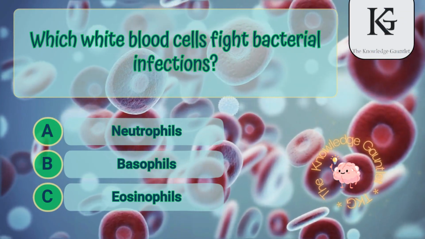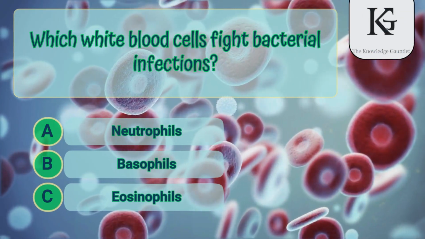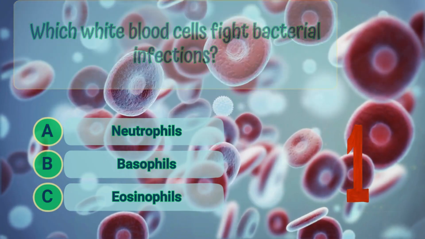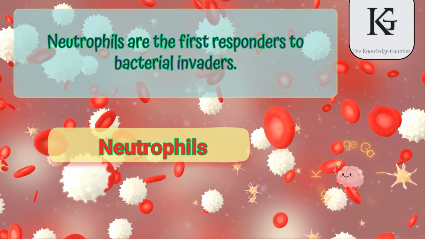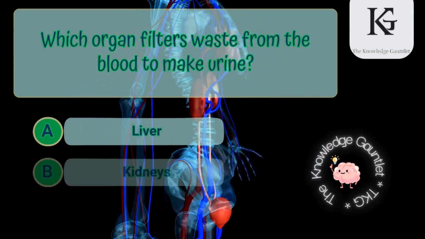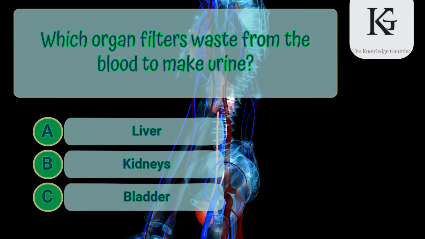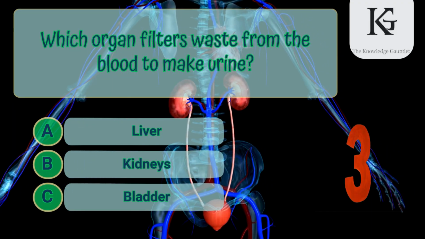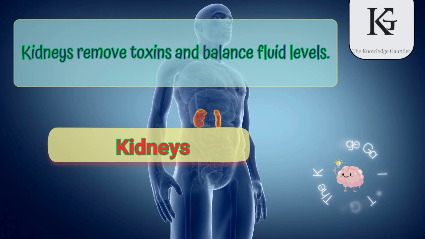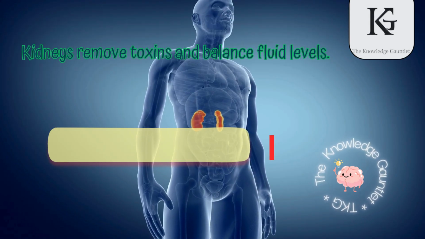Which white blood cells fight bacterial infections? Answer, neutrophils are the first responders to bacterial invaders. Which organ filters waste from the blood to make urine? Answer, kidneys remove toxins and balance fluid levels.